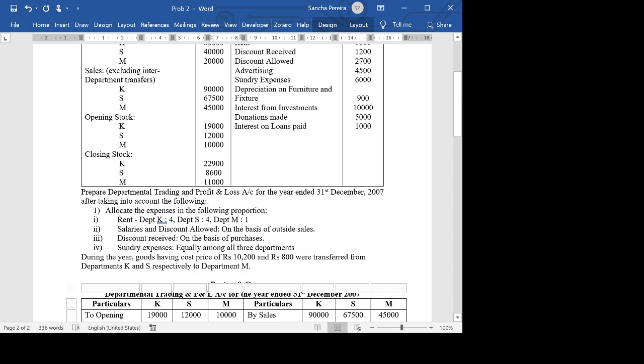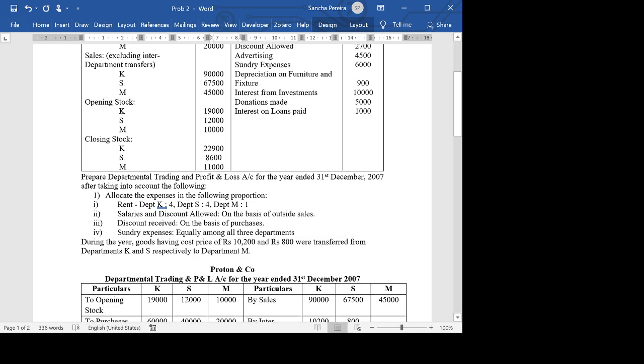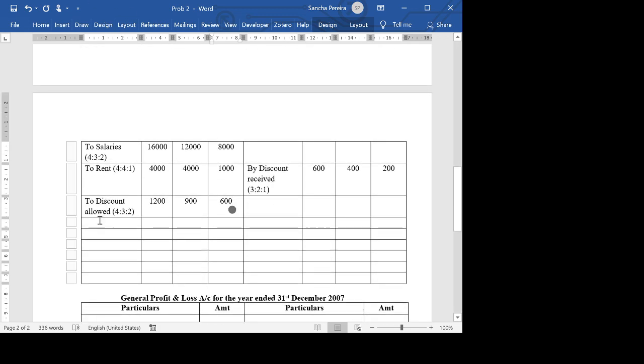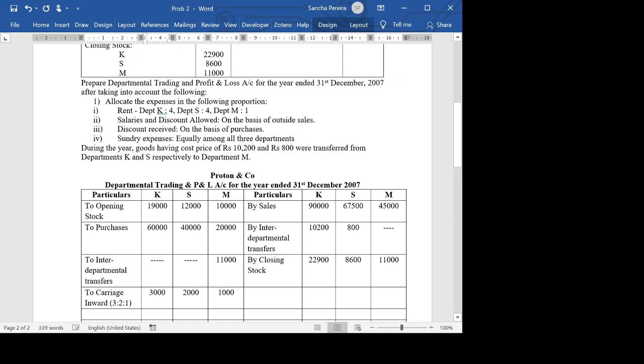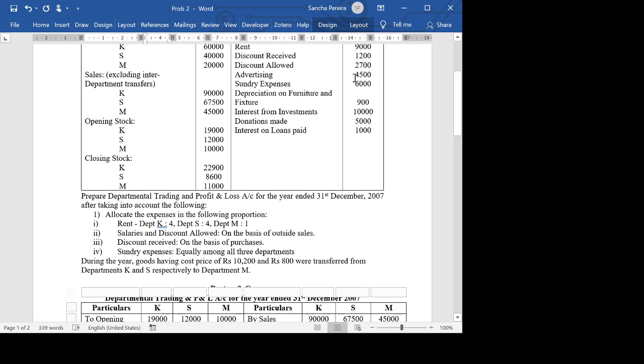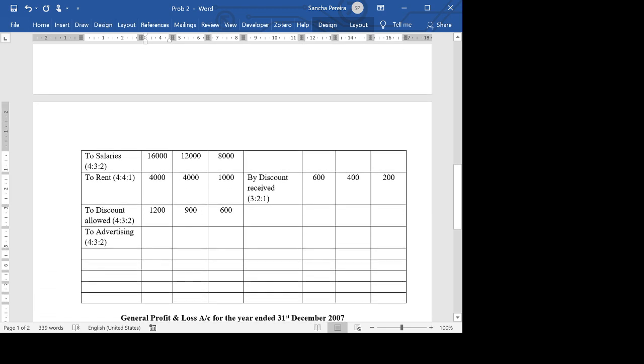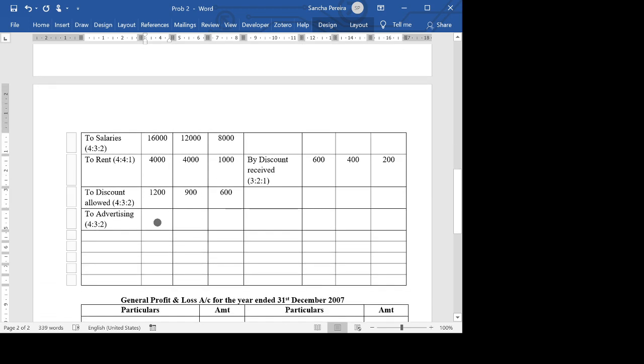Then advertising, again in connection to your sales, 4,500. To advertising, again same thing, and the amount of advertising is 4,500. So again divide by 9. So here you get 2,000, 1,500, and 1,000 to advertising.